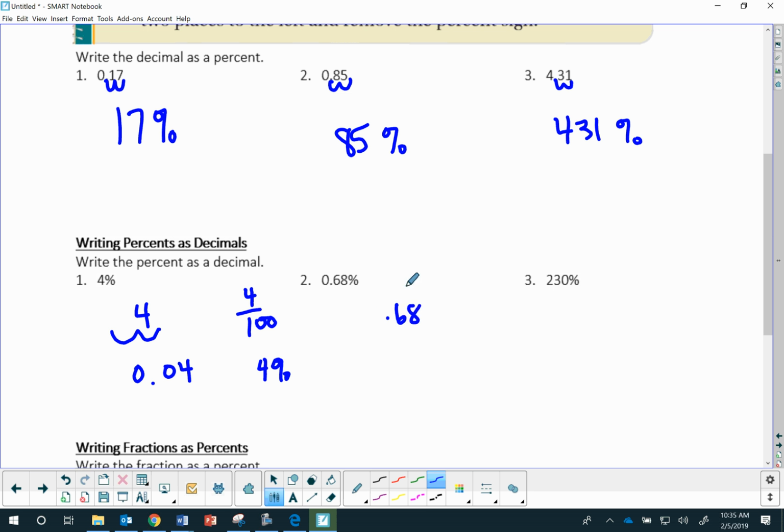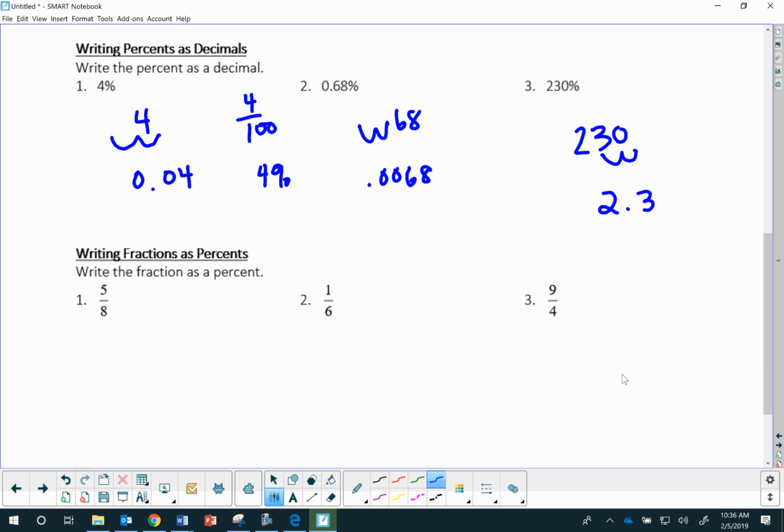Again, I'm going to move my decimal 2 places to the left. So this one would equal 0.0068. Last but not least, with 230, the decimal's behind the 0. When I move it 2 places to the left, I get 2.3.